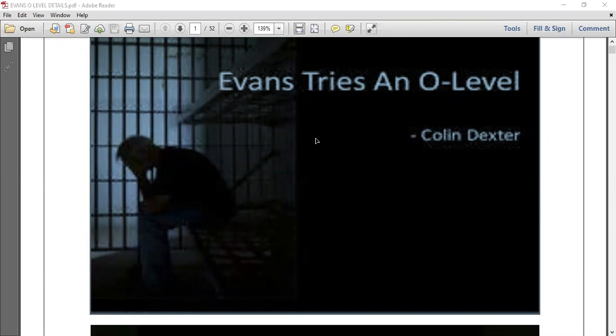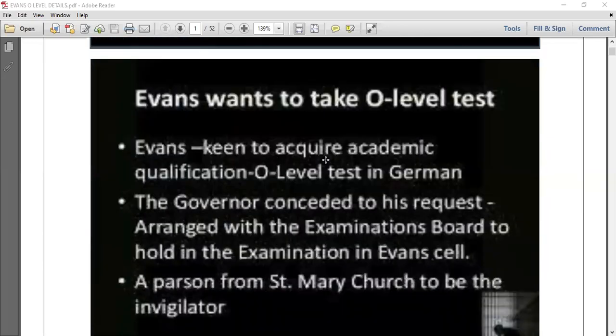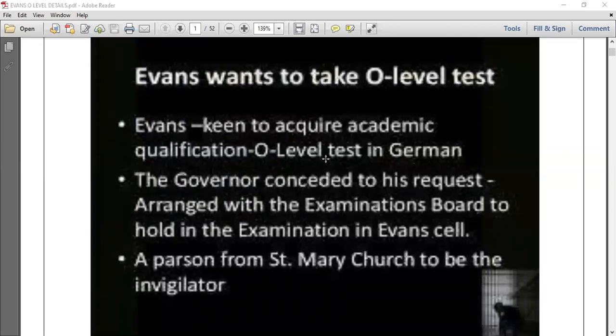Likewise here, Evans Tries an O Level German Examination by Colin Dexter. Before starting the lesson, should criminals in prison be given the opportunity of learning and education? You can also see a character who is in prison, and a short summary: he once wants to take the O level examination.